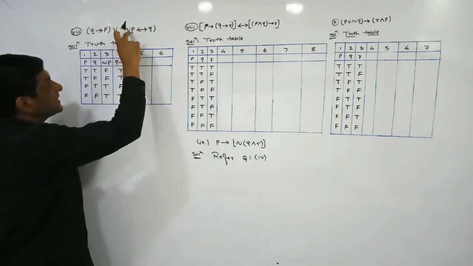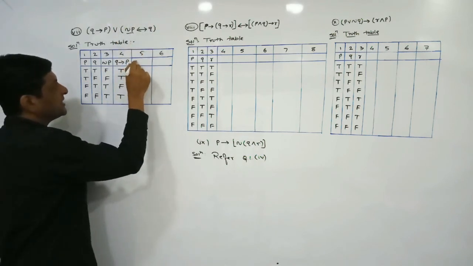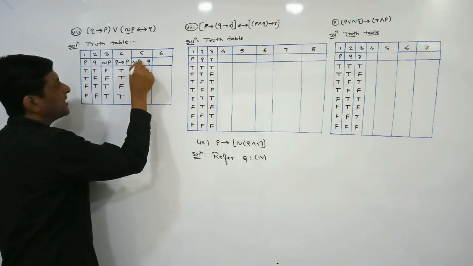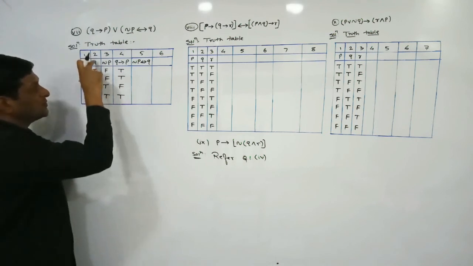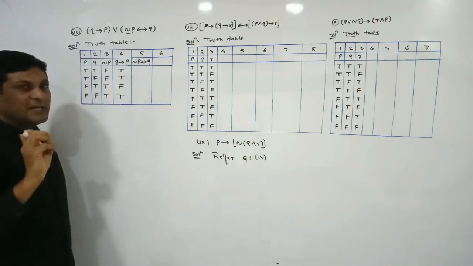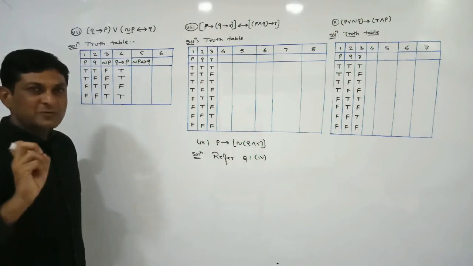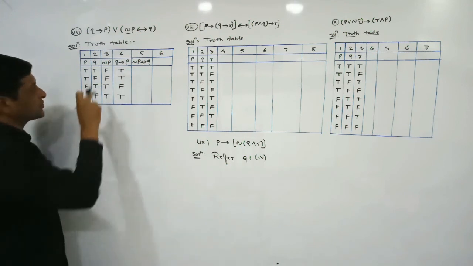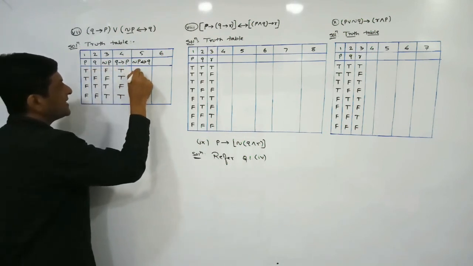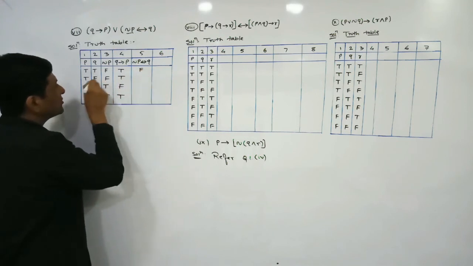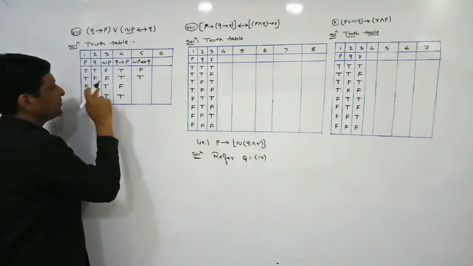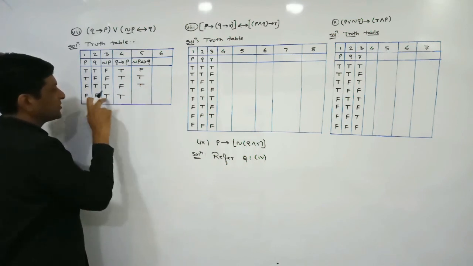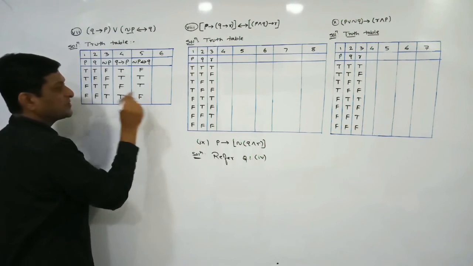Now let us connect these two statements. Which two statements? Negation P and Q, by which logical connective? Double implication. So the truth value of negation P is also known to us and Q is also known to us. And in case of double implication, if truth values are identical, double implication is true. So here truth values are not identical, so it is false. Here truth values are identical, that's why it is true. Here truth values are identical, that's why it is true. Here truth values are not identical, that's why it is false.